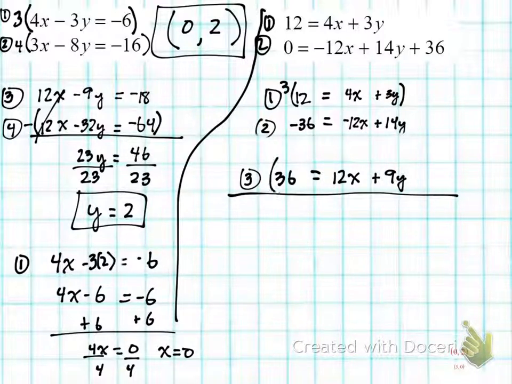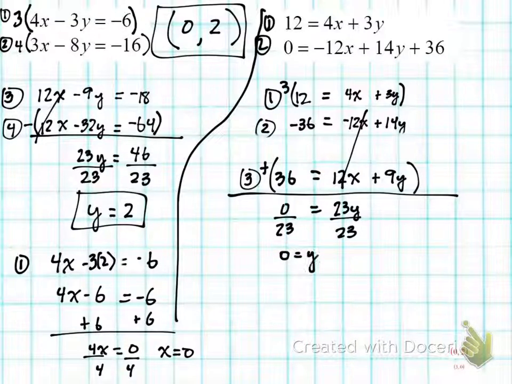We're going to combine both of these. And I know I want to get rid of the x's, so I'm going to use the addition sign. The 12x's cancel out. Negative 36 plus 36 is 0. Bring down the equal sign. And then we have 14y plus 9y is 23y. When we solve for y, we get 0 is equal to y. Use the symmetric property, y is equal to 0.